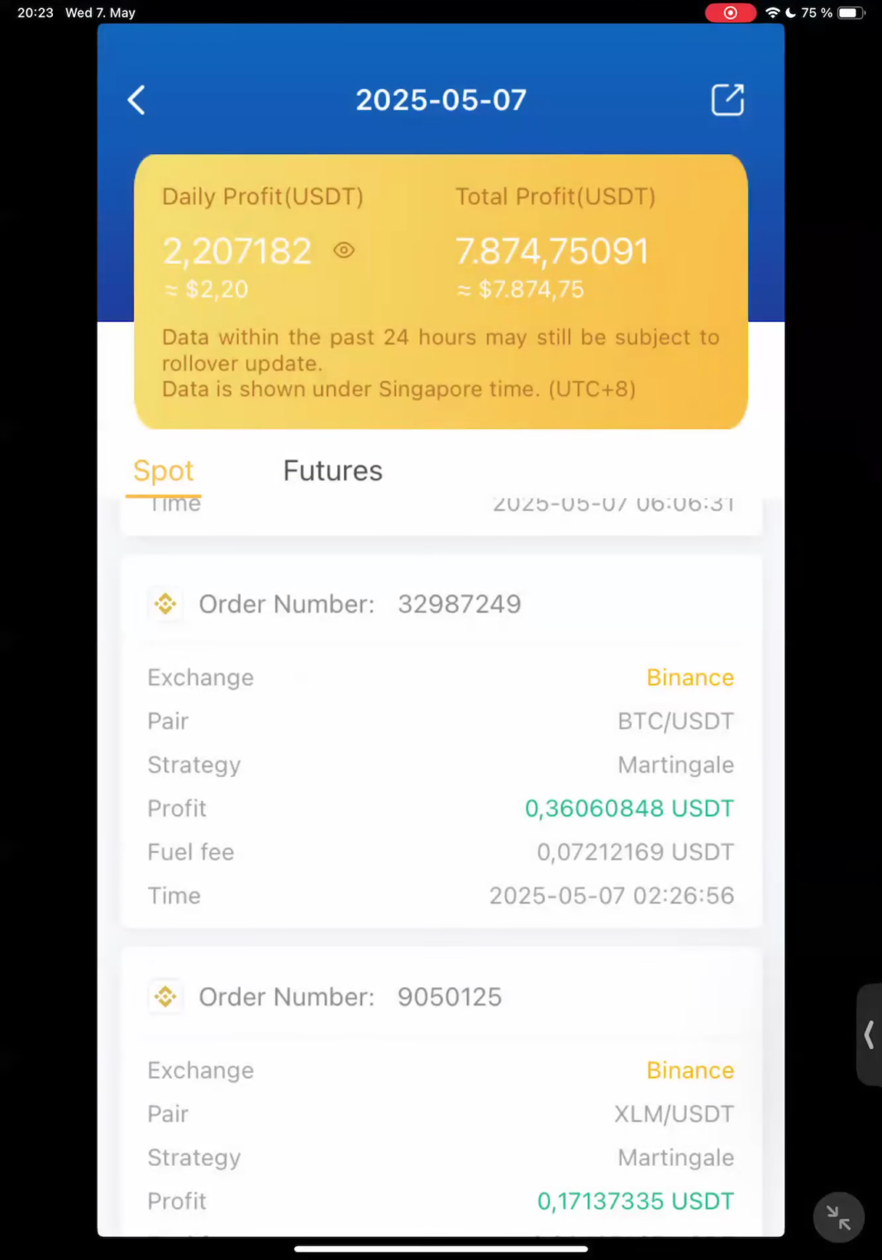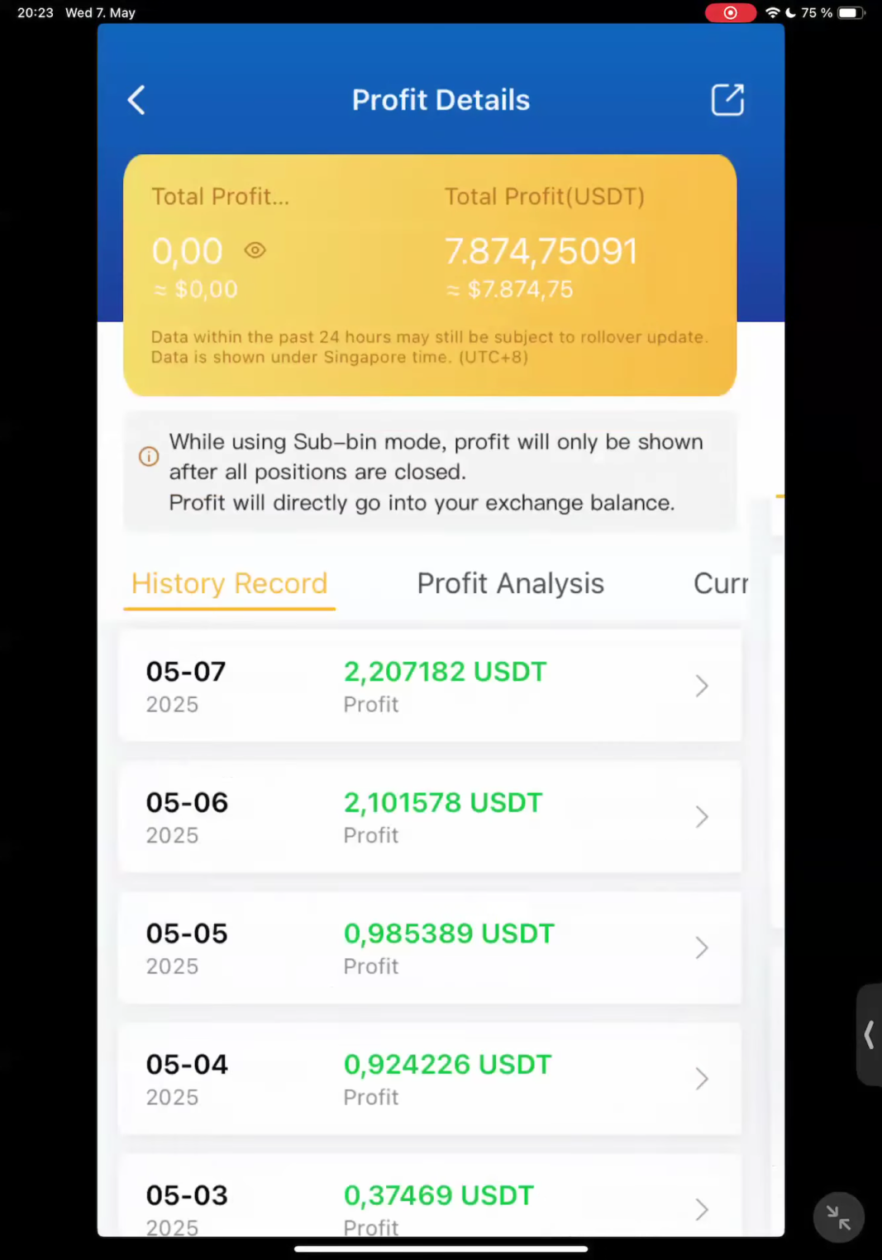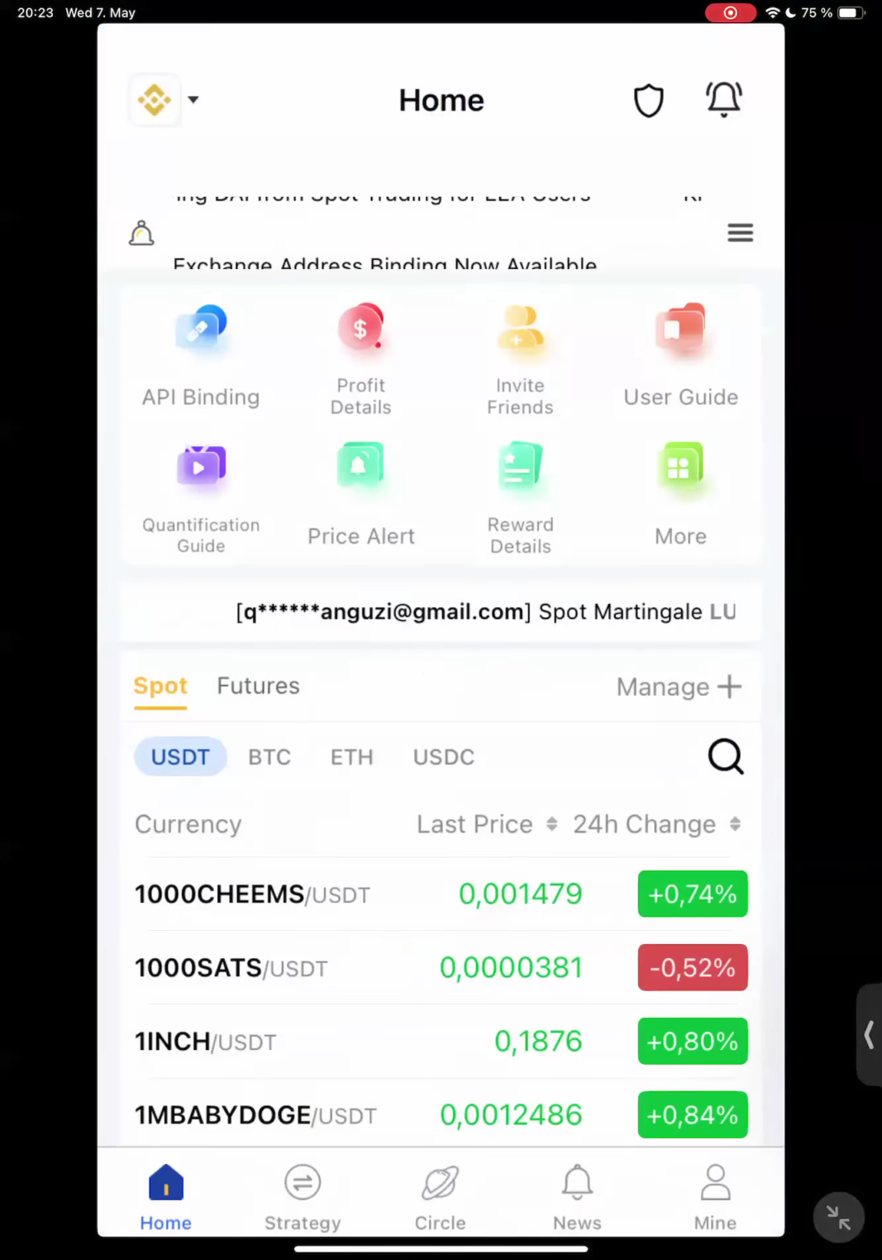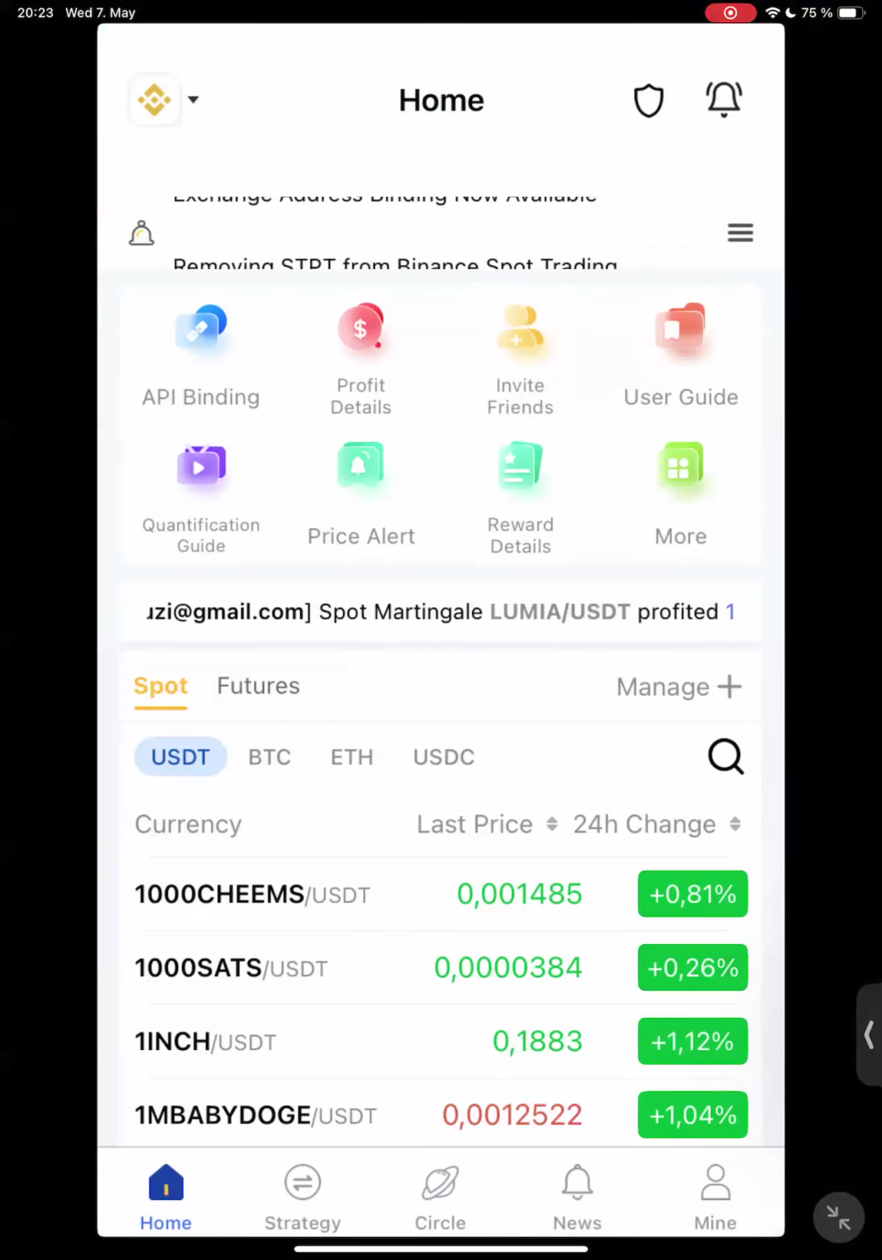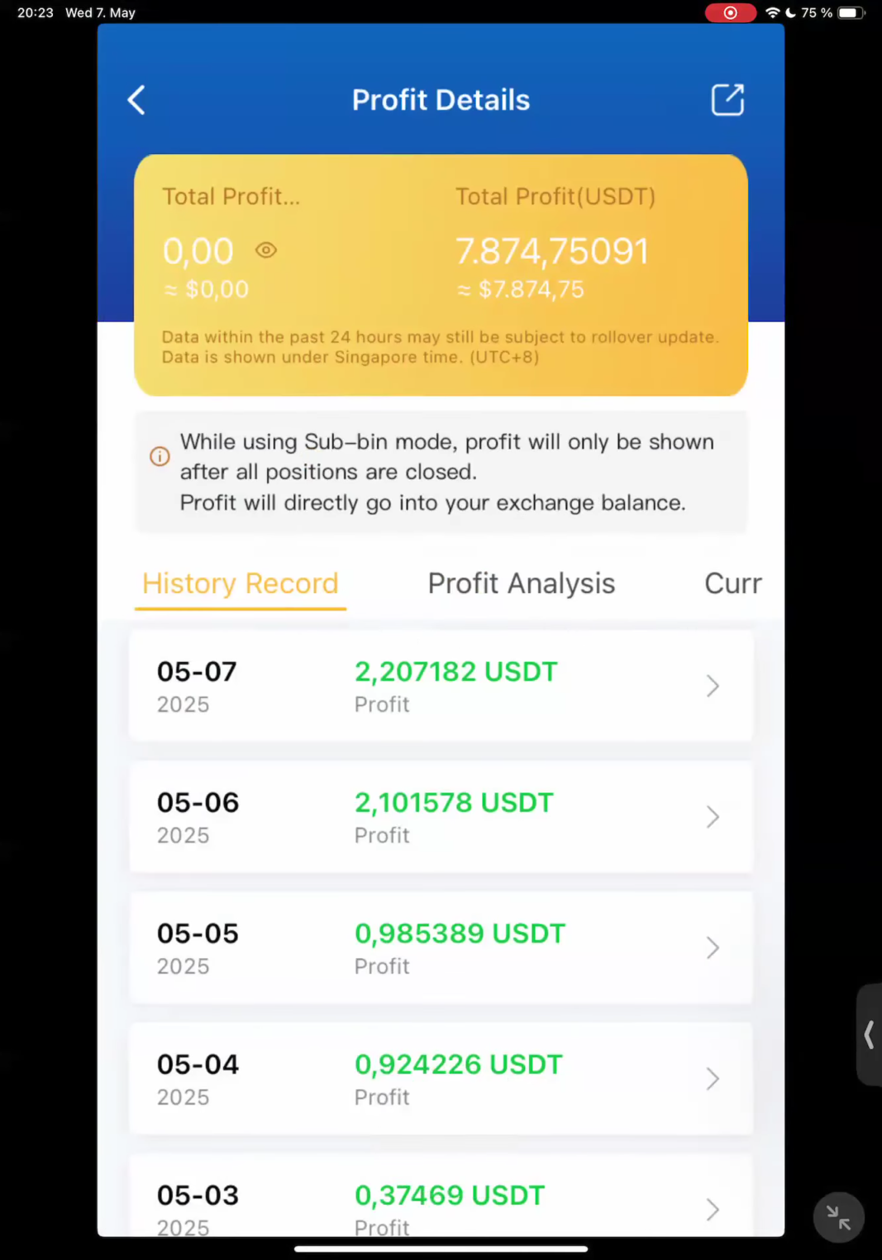And where do you find your fuel fees on RoyalQ? You can find it under the assets page. Assets can be found on the home button and also on the mine button. Okay, so let us go back to the profits.